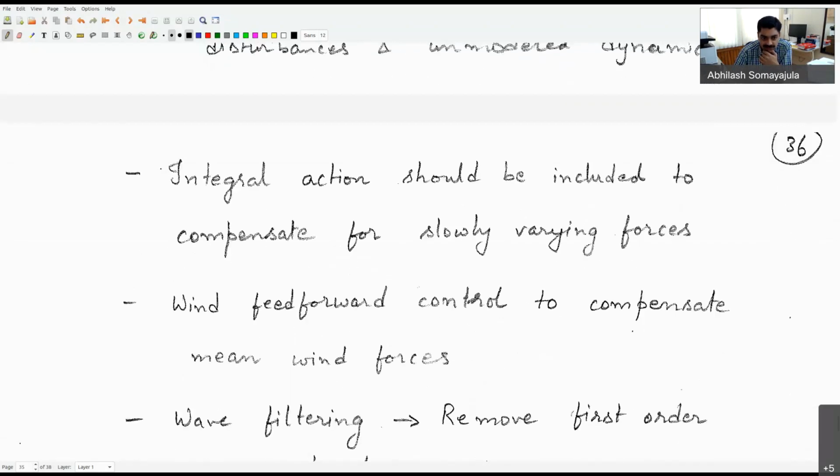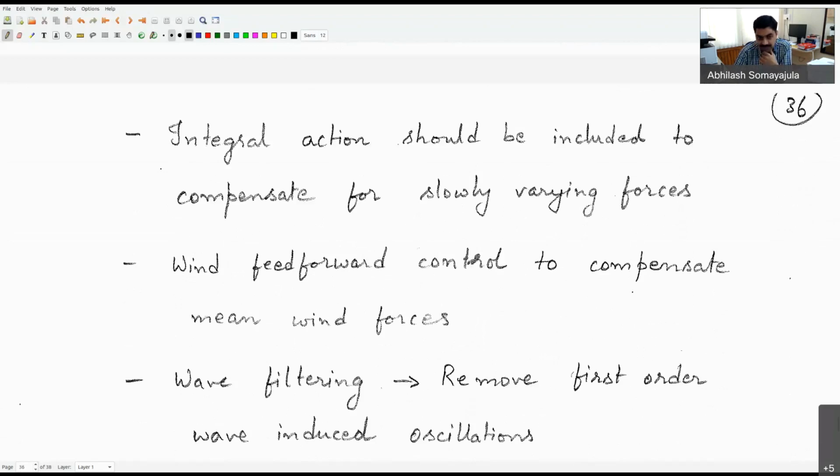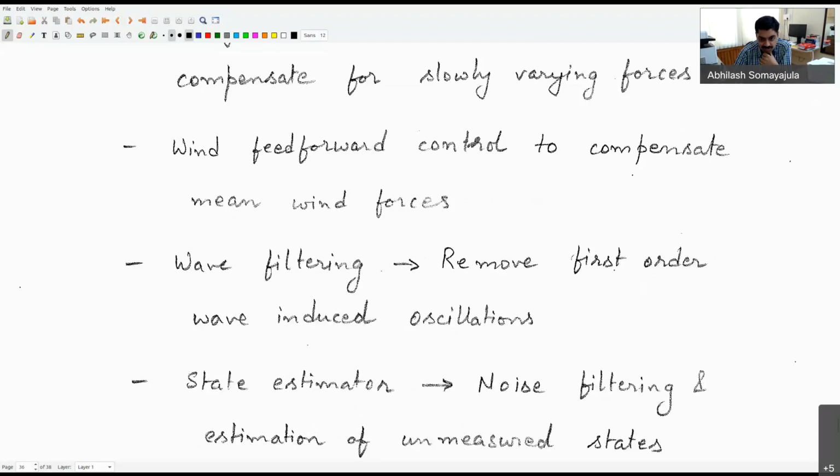Okay, some of the components which we should definitely include when we are looking at dynamic positioning systems would be an integral action, so that we can compensate for these slowly varying drift forces. Then we should have a wind feed forward control to compensate for the mean wind forces. We should have wave filtering, which should remove the first order wave induced oscillations and only feed the second order slowly varying oscillations into our feedback loop. So our feedback should only be based on these slowly varying components.